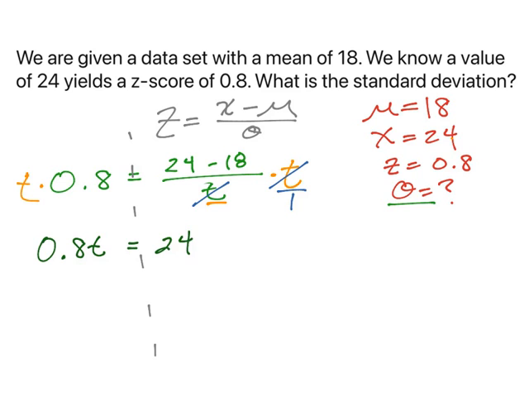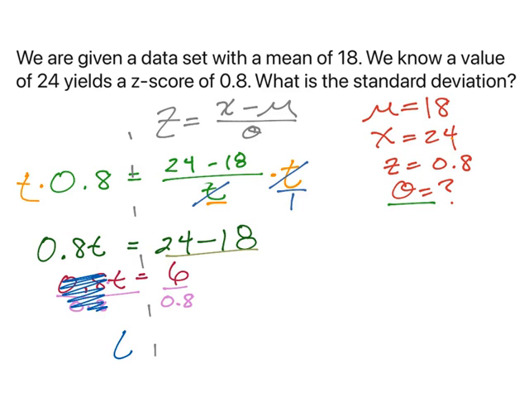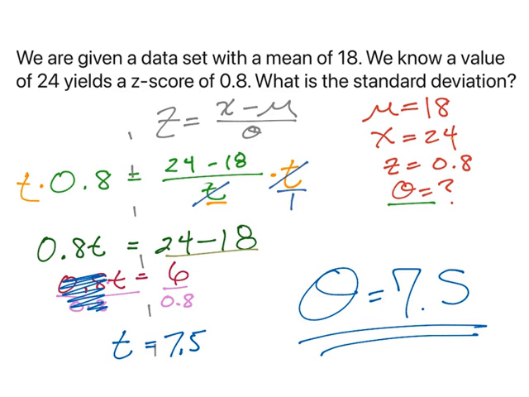0.8t equals 24 minus 18. Well, I know 24 minus 18, so let's go ahead and do that. 0.8t equals 6. Now, to get the t by itself, we must divide. Because right now, 0.8, if it's touching t, that's like multiplication. The opposite of multiplication is division. So if I divide both sides by 0.8, those cancel out, and I'm left with t equals, oops, I lied, there's no 0 there, just 7.5. So my standard deviation for this particular problem is 7.5.